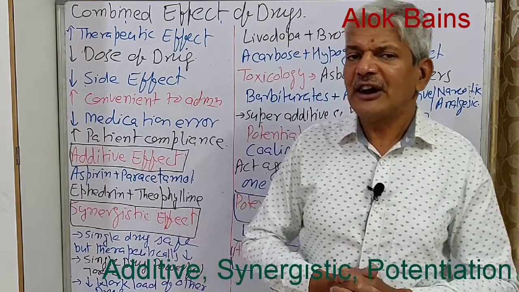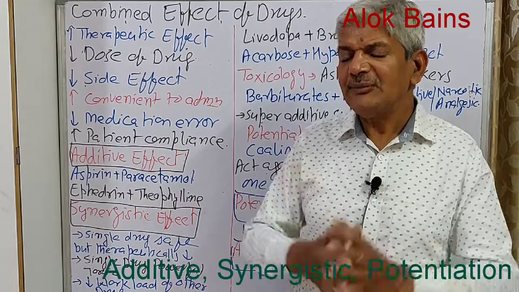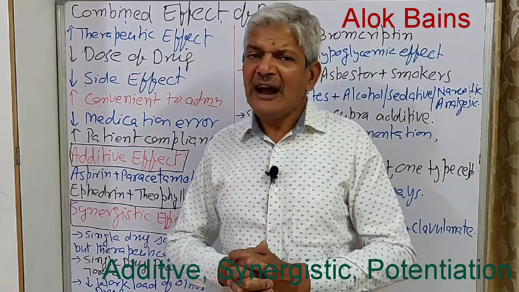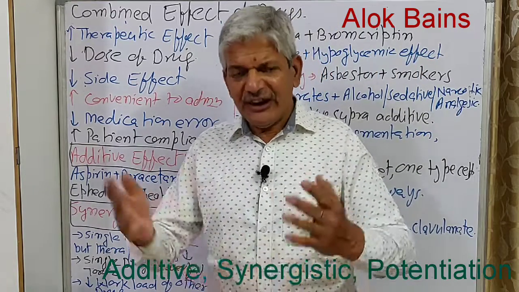For example, cotrimoxazole, that is the combination of sulfamethoxazole and trimethoprim. There are various other examples.